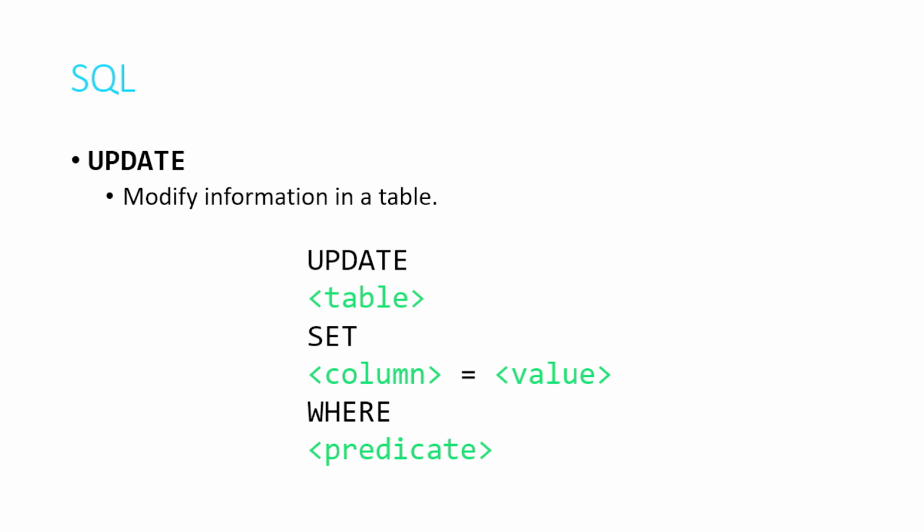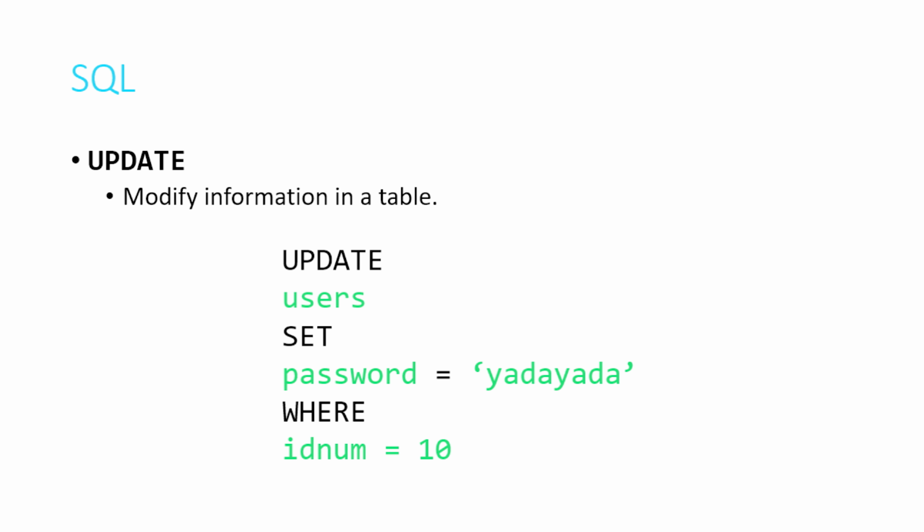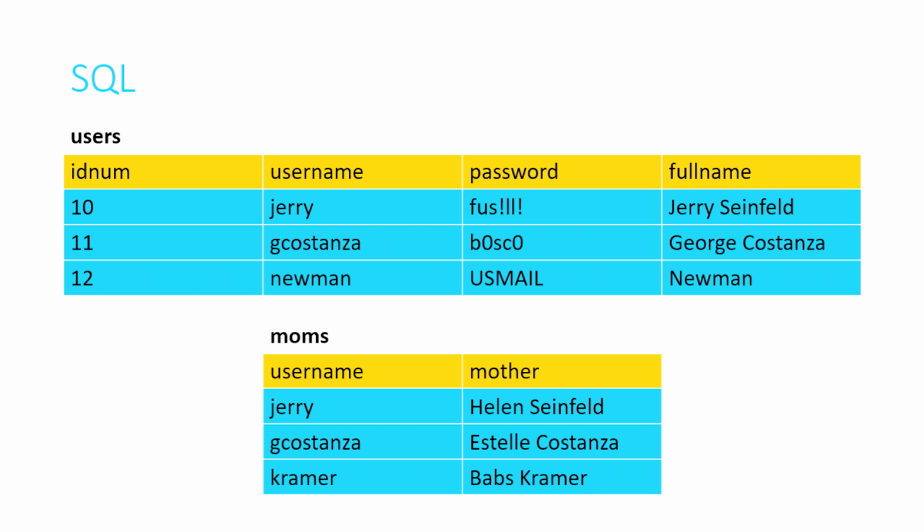Where predicates. We're trying to figure out which row we want to update, and then we're updating that column. So for example, I want to update users, set password equals yada yada, where ID num equals 10. You can probably guess what's going to happen here. We're going to find the row whose ID number is 10, and we're going to update the password there from Fusili to yada yada. Pretty straightforward.